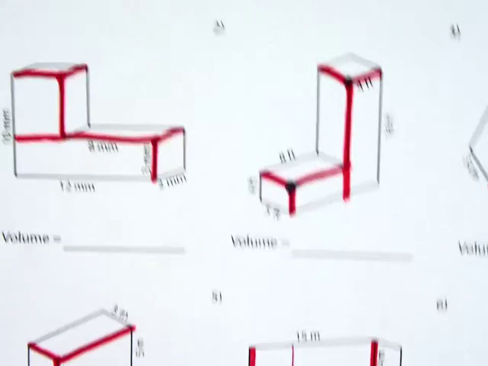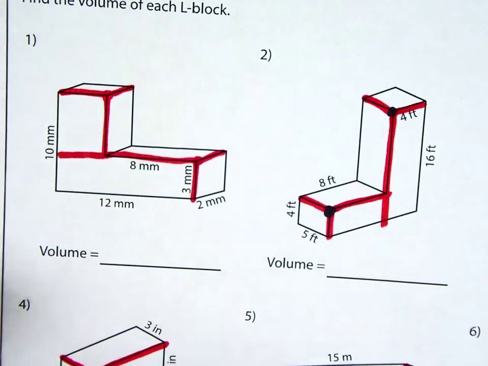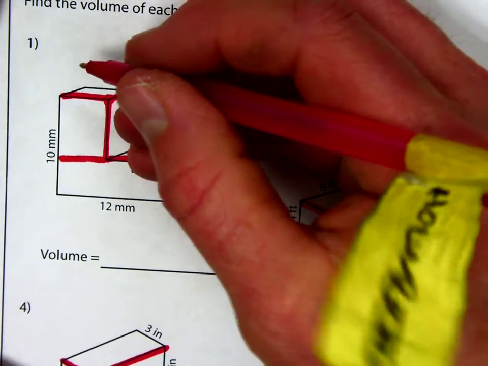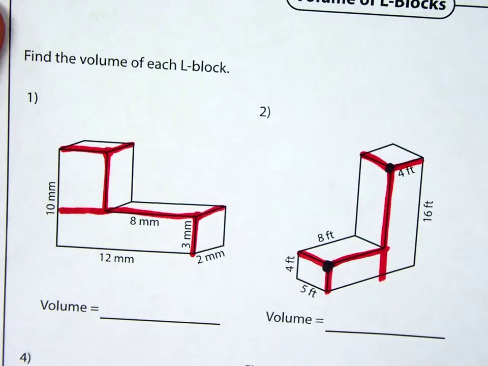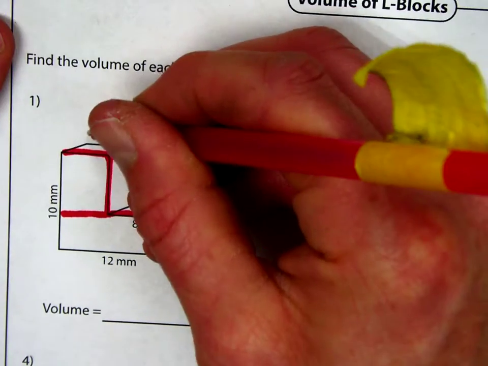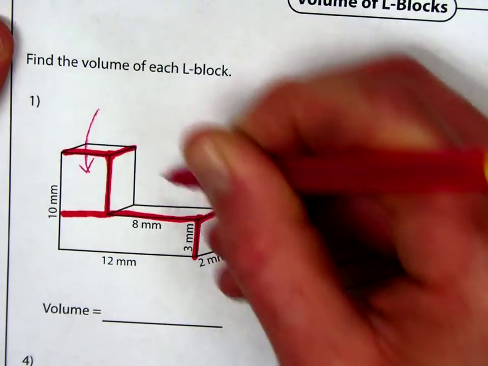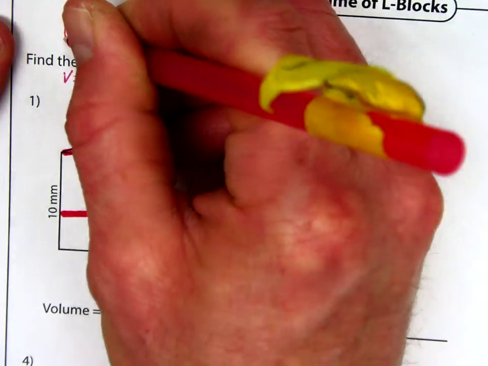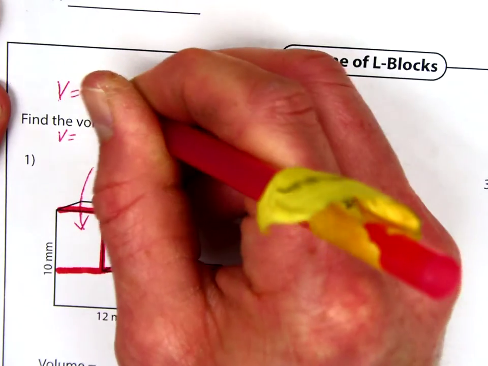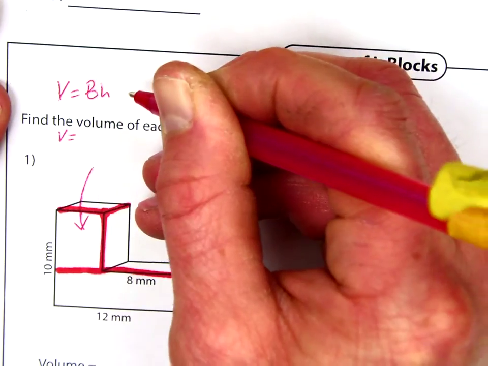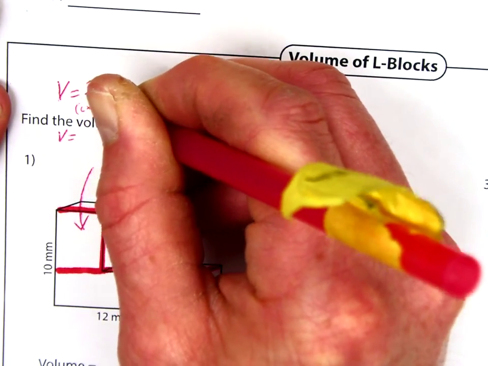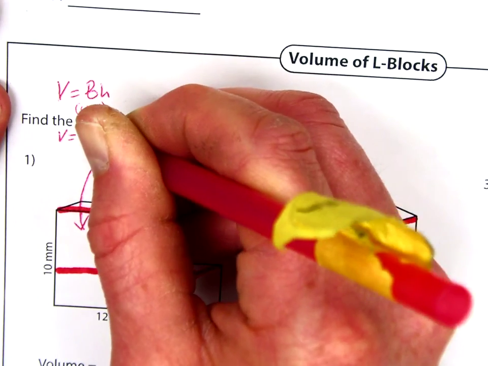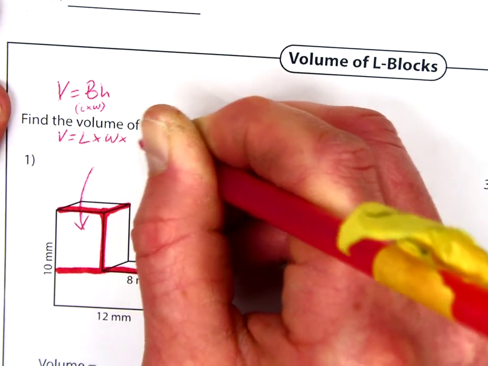Now, once you've done an entire sheet and divided things up like this, the next thing that we really want students to do is start to memorize the formula for volume, and to practice writing it down. So volume equals, and it really is volume equals base times height, but base is length times width usually. So you can also write it as length times width times height.